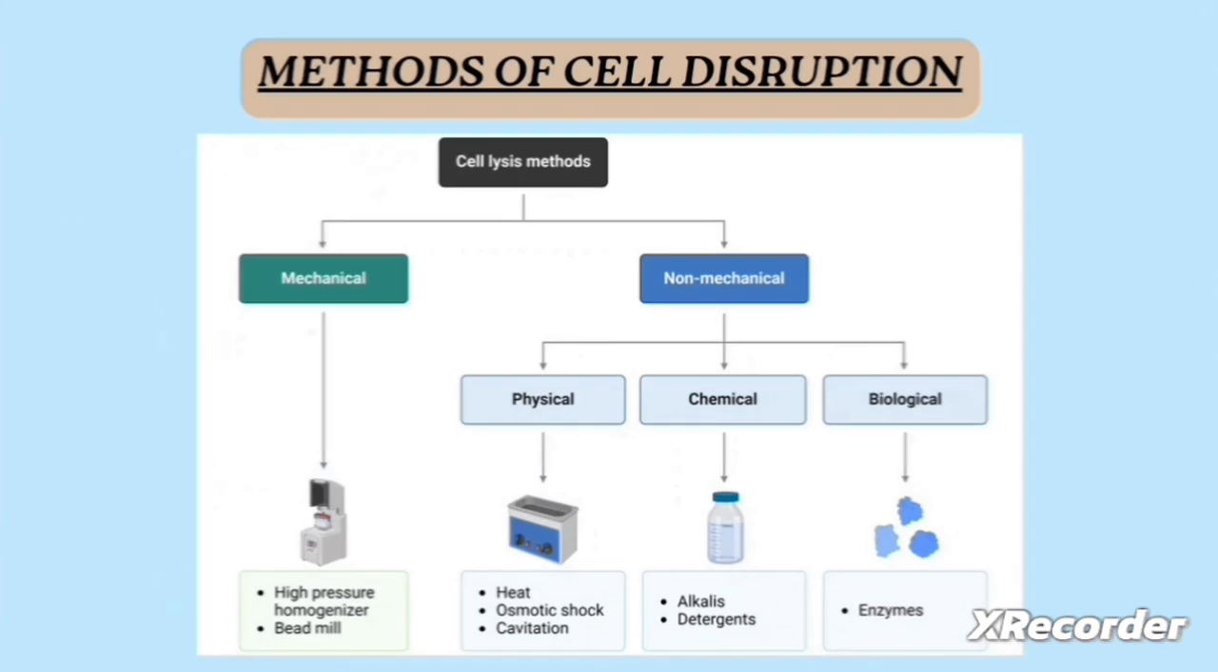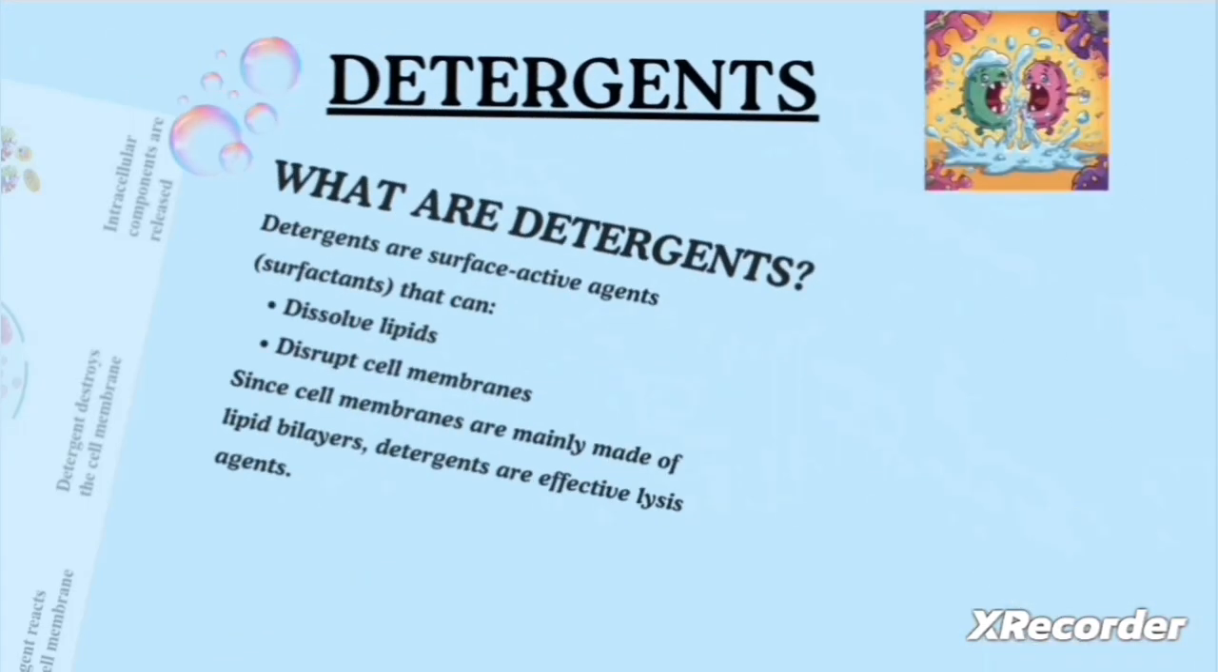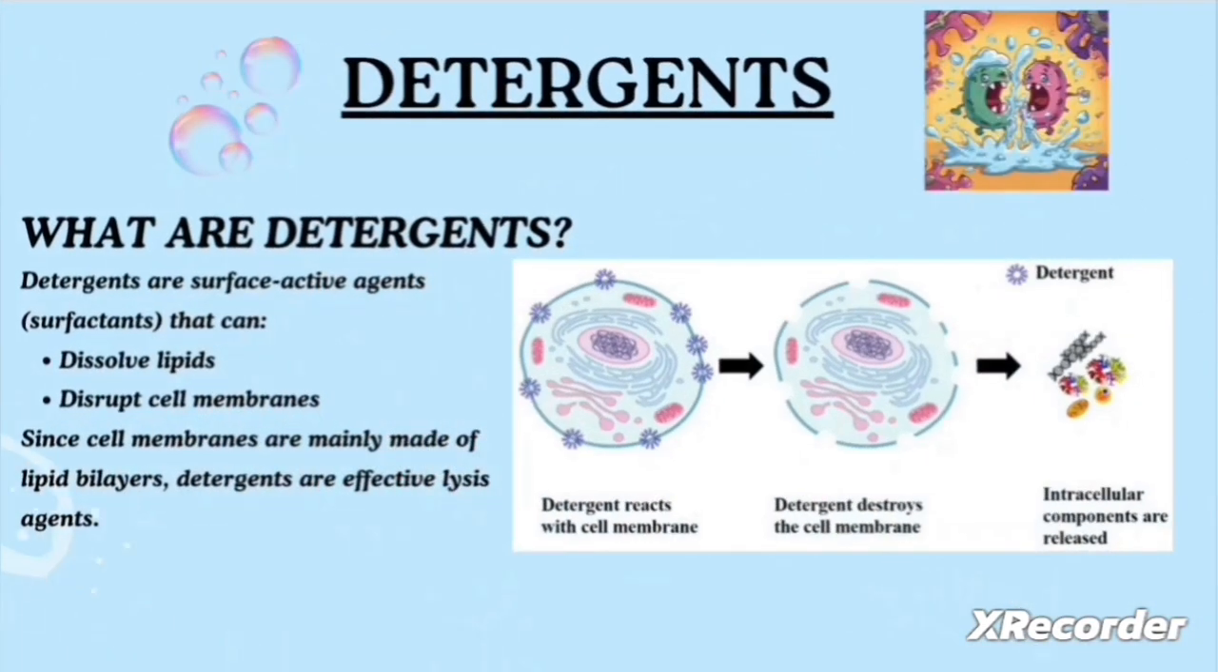Now there are several methods which are available, and these are broadly classified into mechanical and non-mechanical methods. Under non-mechanical methods there are physical, chemical and biological methods. As I have already mentioned, we will be understanding only the chemical methods in detail, and in chemical methods the use of detergents and alkali is very prominent, so we will be understanding these two. Okay, so now let us understand our very first chemical method of cell disruption, that is the use of detergents.